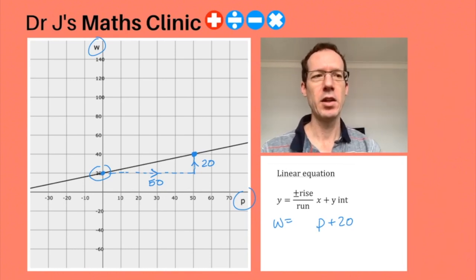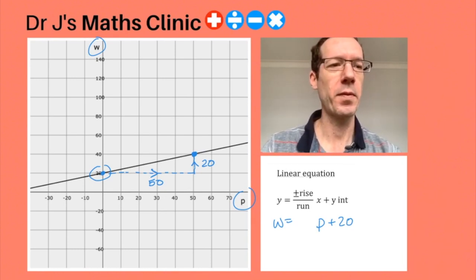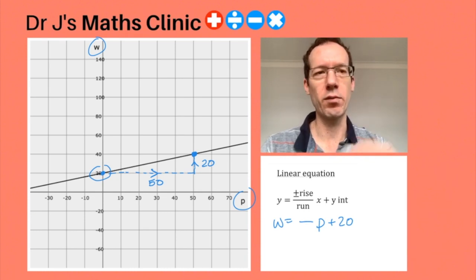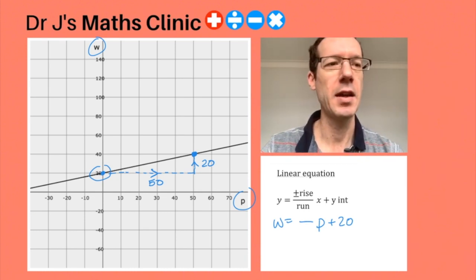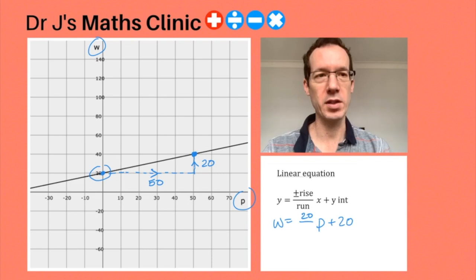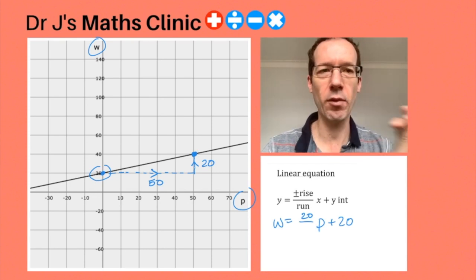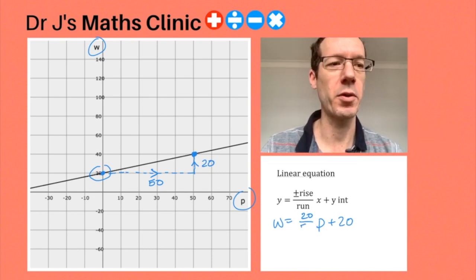Let's fill that in to the formula. On top of the fraction in front of p, I've got the rise. Again, it went up by 20, so it's positive 20 this time because it's going up. And the run to the right was 50, so that goes on the bottom.